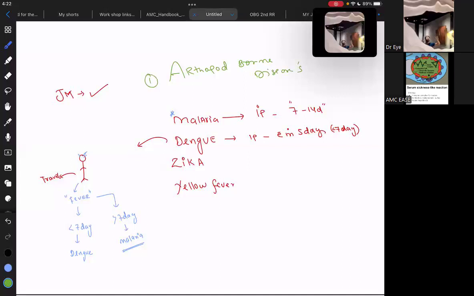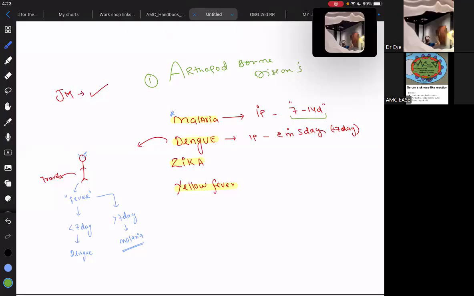First is malaria, then we have dengue, then Zika virus, and then yellow fever. Remember that for malaria we have different types of plasmodium: Plasmodium falciparum, Plasmodium ovale, Plasmodium knowlesi, Plasmodium vivax, and Plasmodium malariae. But for the sake of MCQ examination, we take an average incubation period for malaria of 7 to 14 days.